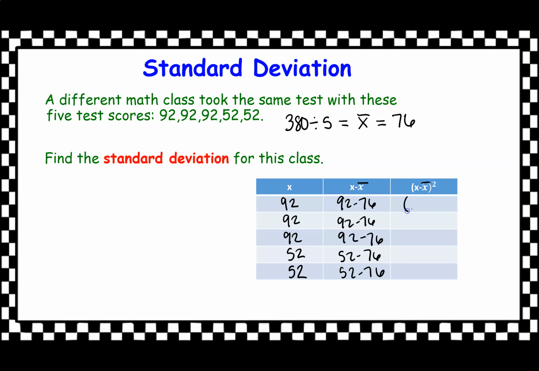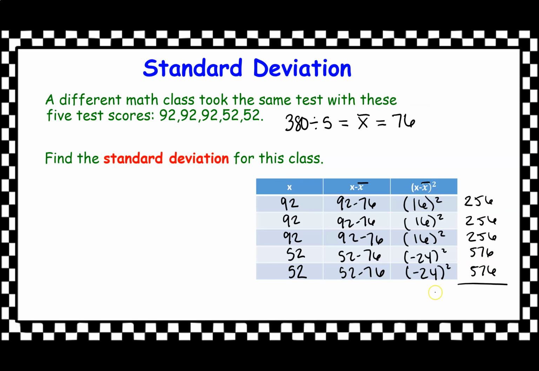That value is going to be here 16, 16, 16. Don't forget to square both of those. And then I'm going to get a negative 24 and a negative 24. All right, doing that math, I get 256 for all three of these. And then I'm going to get a 576. I'm going to sum up all those values, and that gives me a 1920.